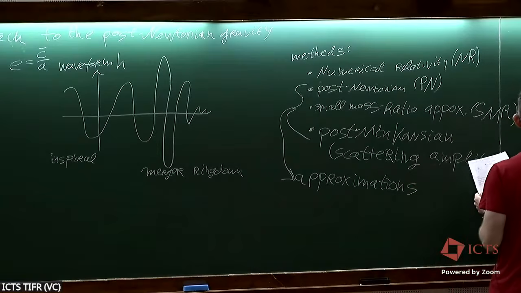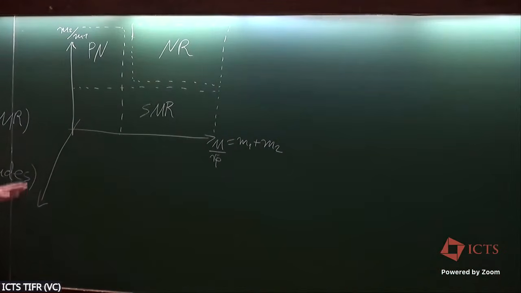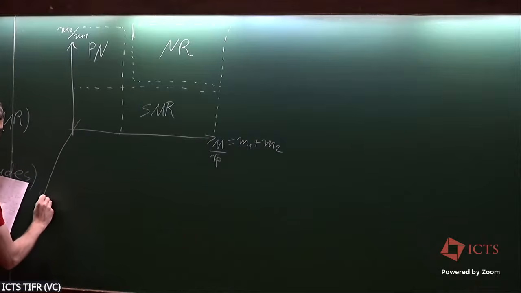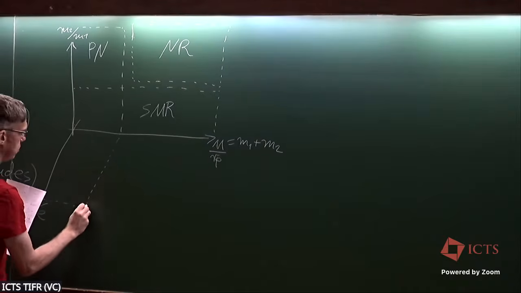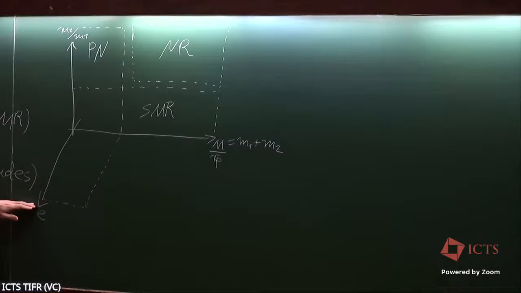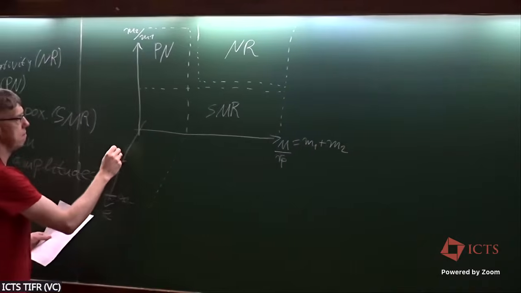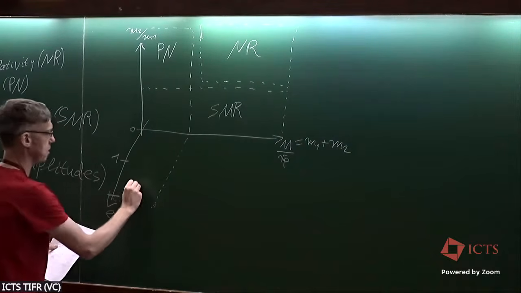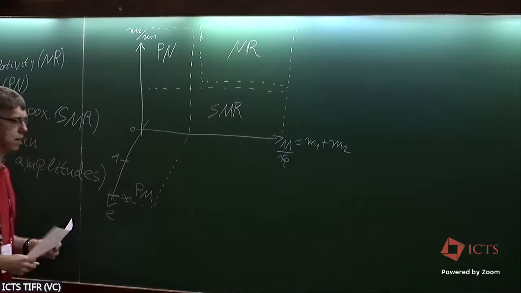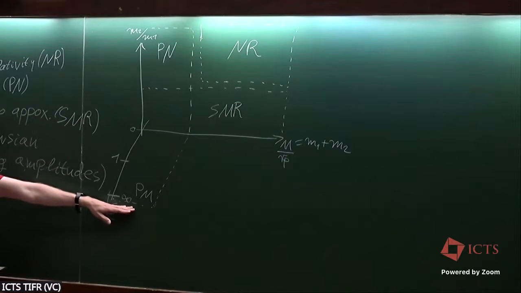So the post-Minkowskian approach usually requires a third dimension here, which indeed would be the eccentricity e. And the post-Minkowskian approximation can go all the way up to infinite eccentricity. So here would be infinity. Say here's eccentricity of 1. And here, let's say 0. Then the post-Minkowskian approximation can go all the way down here up to infinite eccentricity.